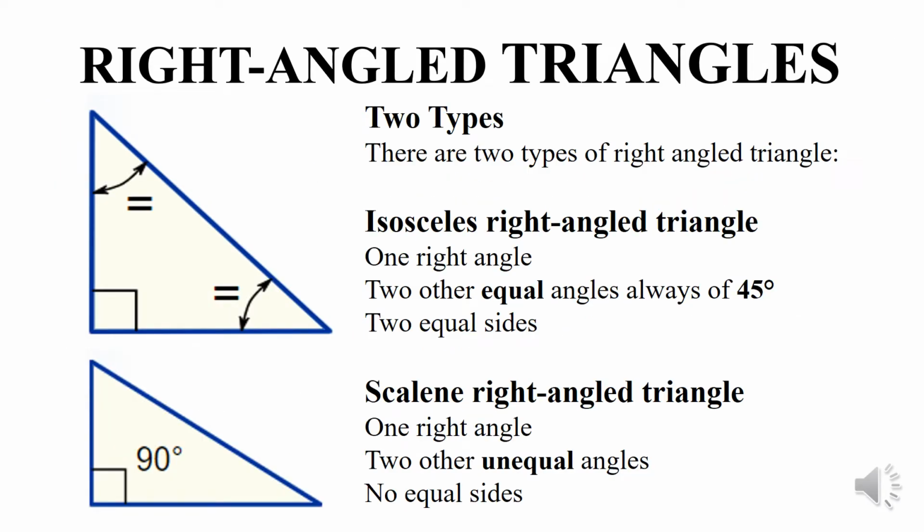Two types. There are two types of right-angled triangle. First, isosceles right-angled triangle. One right angle, two other equal angles always of 45 degrees, two equal sides. Second, scalene right-angled triangle. One right angle, two other unequal angles, no equal sides.